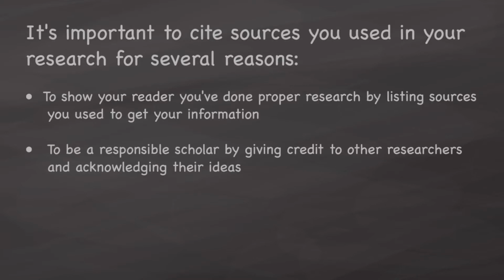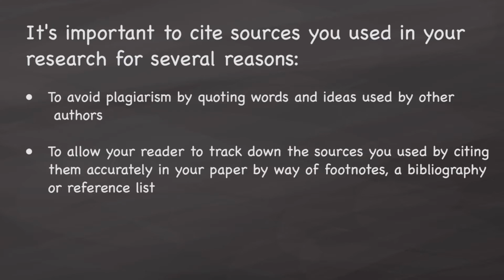So now that we've looked at primary and secondary sources, it's important to learn about citation styles and why to cite. So let's look at the reasons why we cite our information. It is important to cite the sources you use in your research for several reasons. These include showing your reader you've done your proper research by listing sources you used to get your information, to be a responsible scholar and give credit to other researchers, to avoid plagiarism by quoting words and ideas used by authors, to allow your reader to track down the sources you used by citing them accurately.